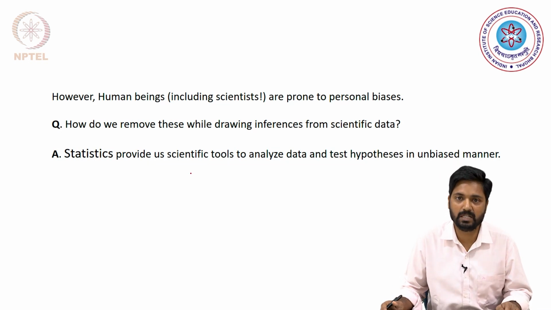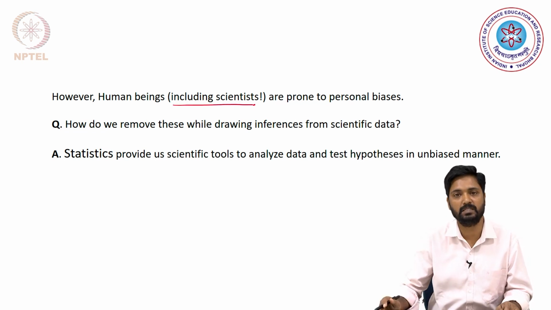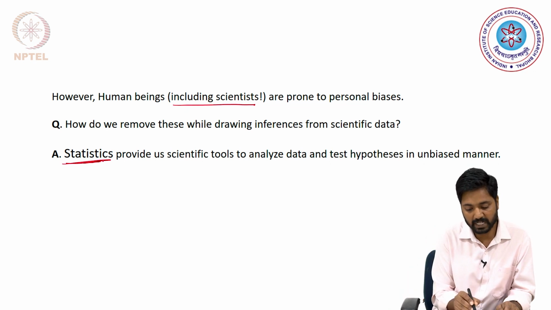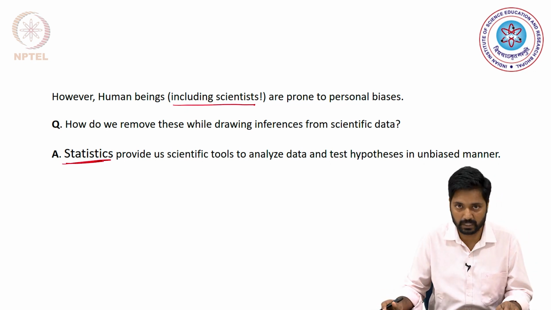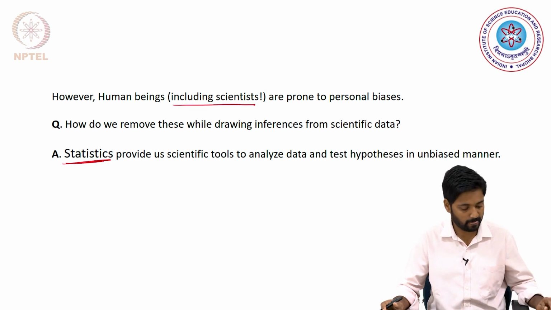Now, when we are testing our hypothesis, we as human beings, this includes researchers and scientists like us, we are prone to our own personal biases. And the question that we have in our hand today is, how do we remove our biases while drawing inferences from scientific data? And the answer to that is, we employ statistics for doing this. Statistics provide us with scientific tools to analyze the data and test our hypothesis in an unbiased manner.